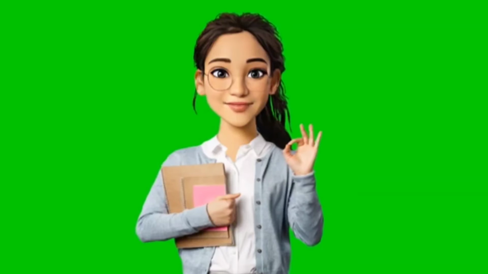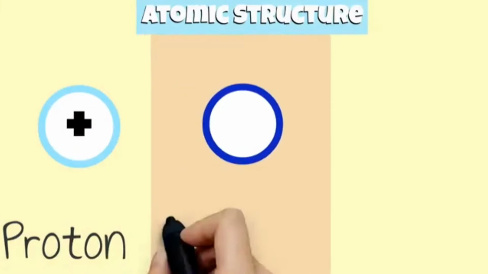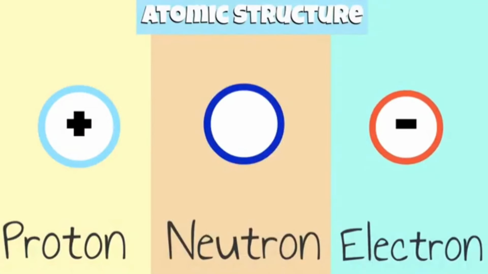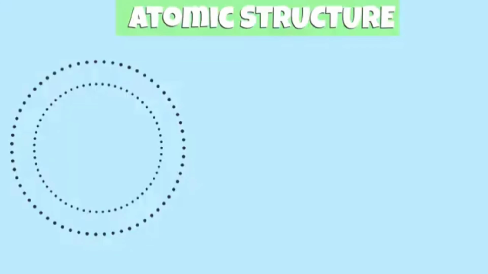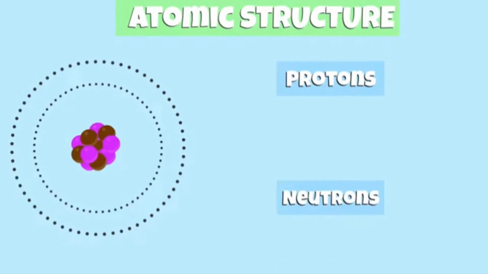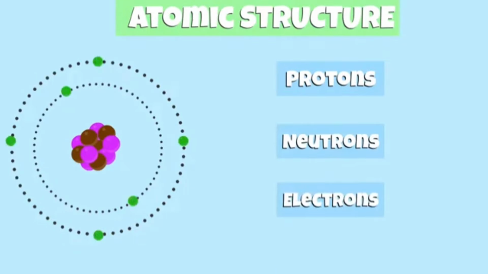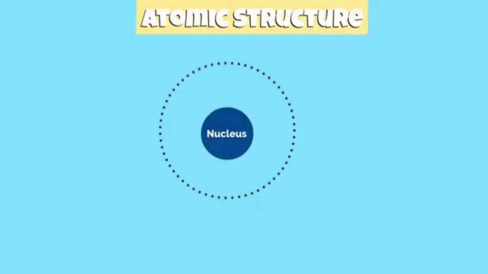Class, let's think about this question. Why do subatomic particles behave the way they do? Inside an atom, there are three main parts. Protons, they have a positive charge. Neutrons, they have no charge or they're neutral. Electrons, they have a negative charge.